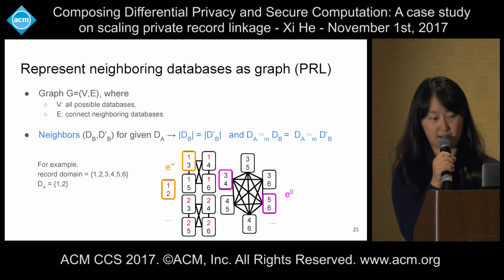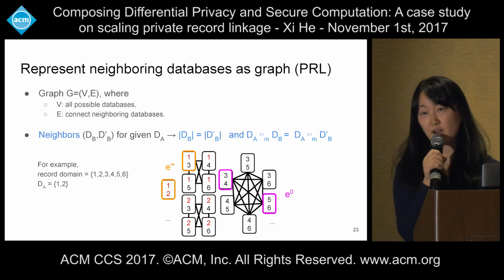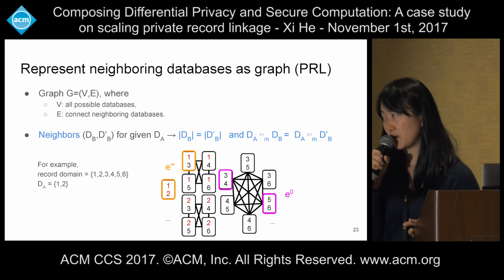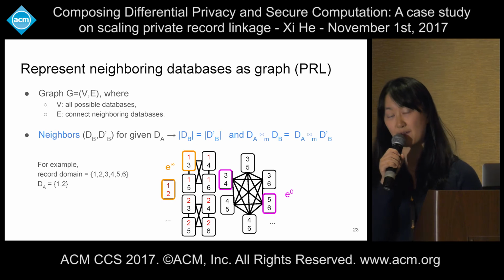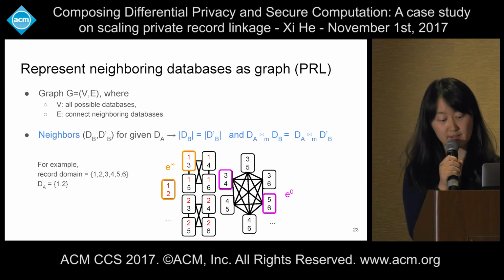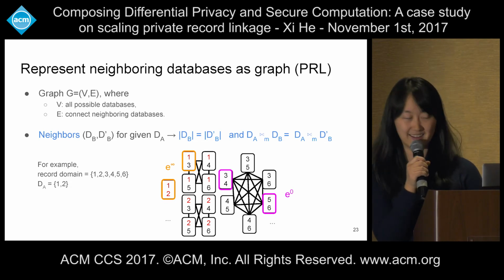And how about another pair? Let's say 3, 4, and 5, 6. So they're connected by an edge, right? But they have a lot of difference. But the reason for them to be connected is because they have no matching output with a given DA, right? So this gives a very nice view of how neighbors look.